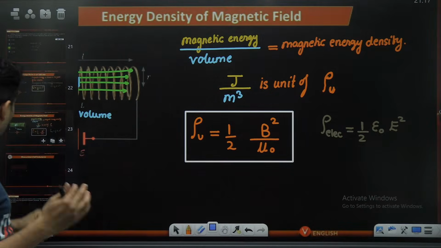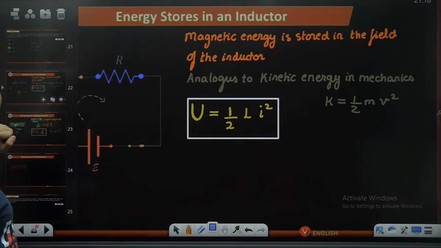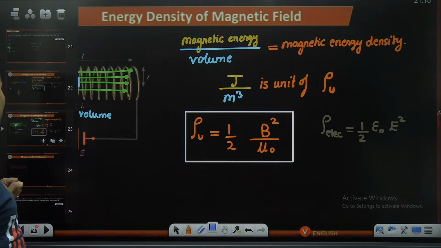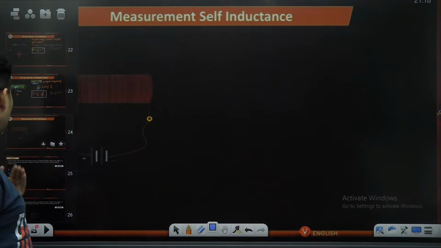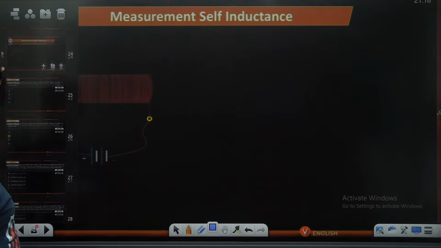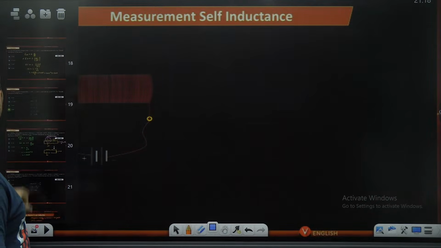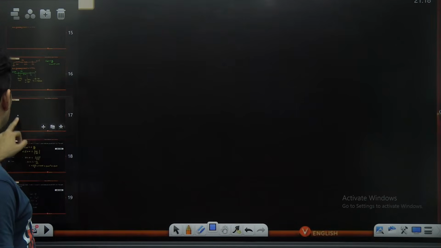Great. So coming back now, energy stored is half L I square, energy density is half B square by mu naught. The last part over here is figuring out how much is actually the inductance stored. Okay, so we will do that. Before going ahead, I will do one more question.